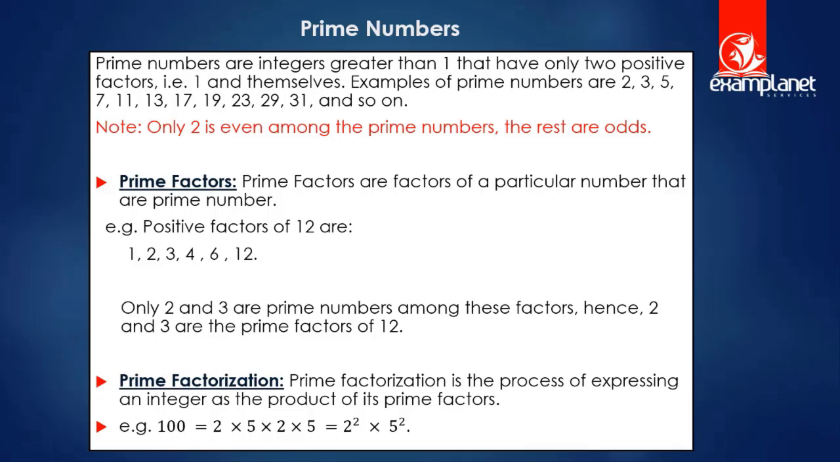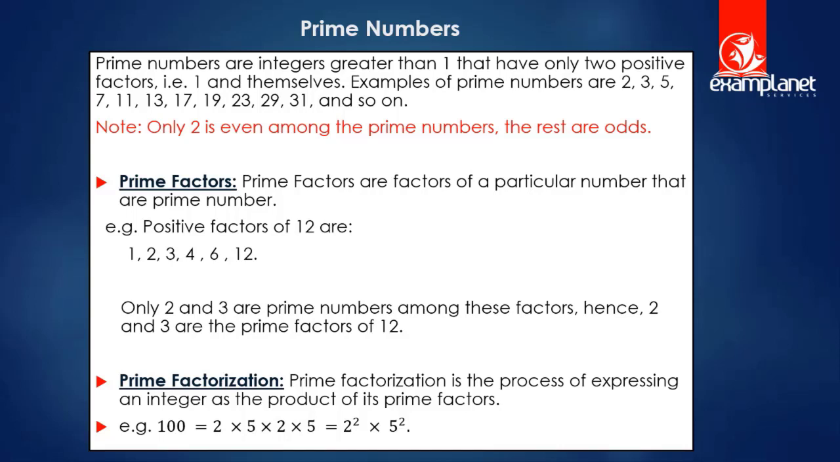Now, what are prime numbers? Prime numbers are integers greater than 1 that have only two positive factors, that is 1 and themselves. So we are talking about all positive numbers that have only two factors. Those factors are 1 and the number themselves. So these numbers are called prime numbers. And all prime numbers are greater than 1. Note that all prime numbers are greater than 1, and that means 1 is not a prime number.